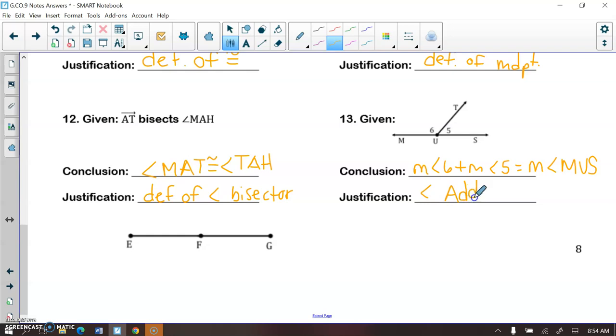I'm going to abbreviate this. You could use that the measure of angle 6 plus the measure of angle 5 equals 180, because the only thing that you are allowed to assume in geometry is that if a line looks straight, then it is straight. And so that would be still angle addition postulate there.